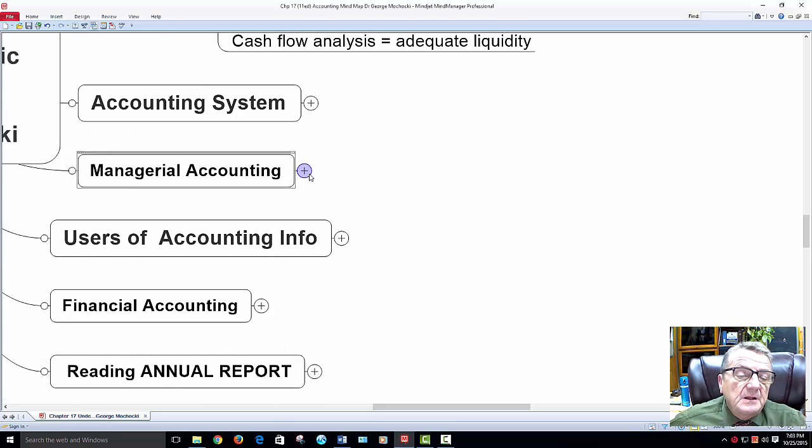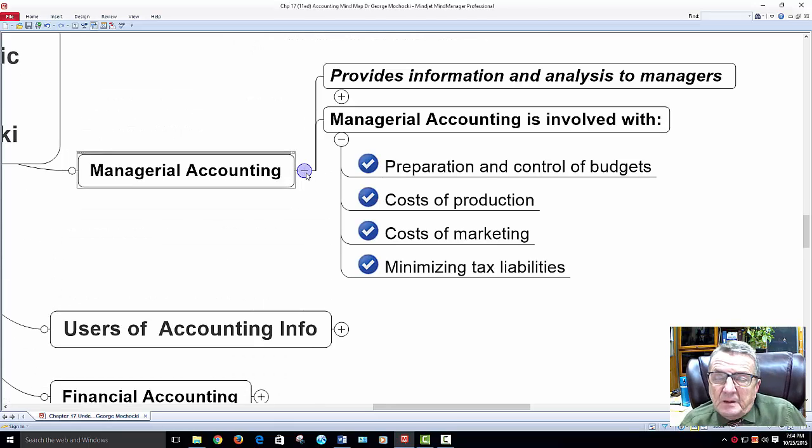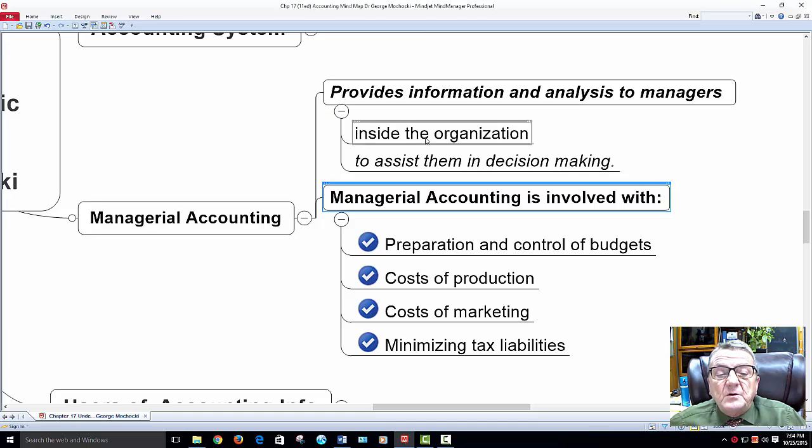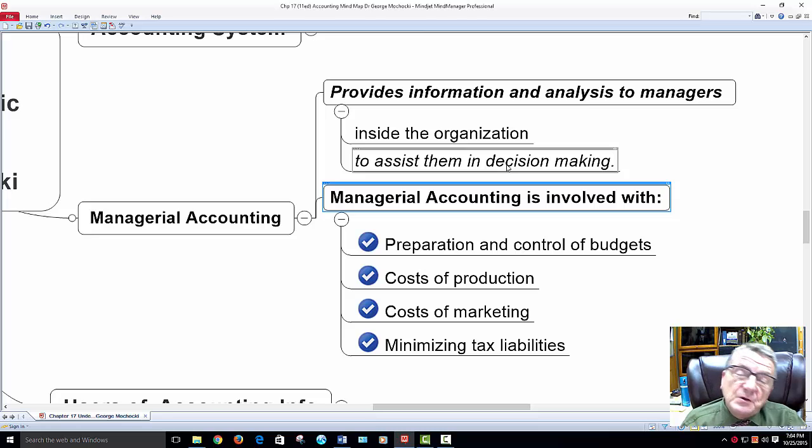Okay, now managerial accounting. This is where the money's at. Provides information analysis to managers inside the organization to assist them in decision making. Which processes are losing money? Which processes are bleeding, for lack of a better word? We're putting money into it, and our return is really low. It's like poor energy efficiency. Look at the old cars.